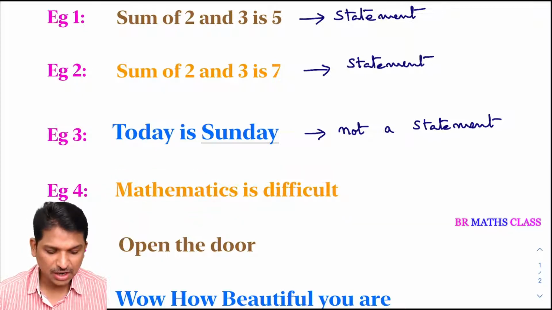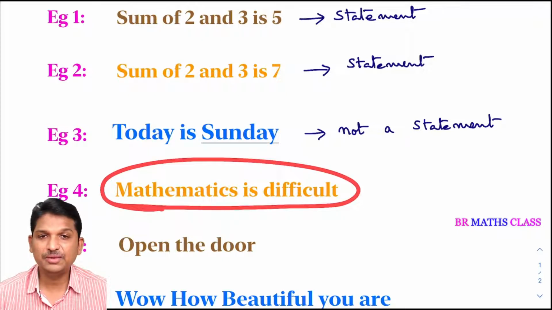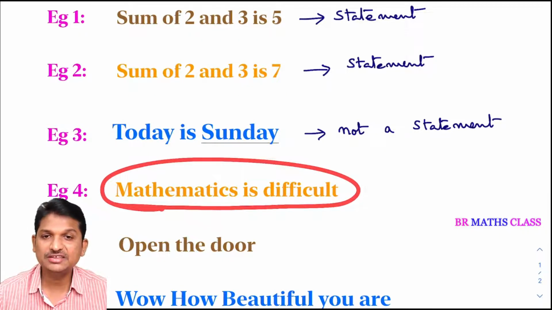Mathematics is difficult. How can you declare that mathematics is difficult? Maybe it is difficult to you, but maybe it is easy to your friend. You cannot declare that mathematics is easy.